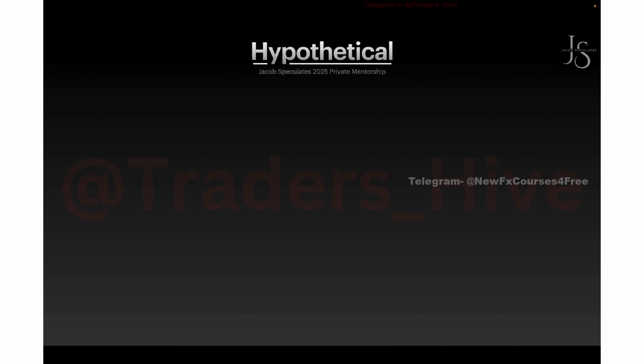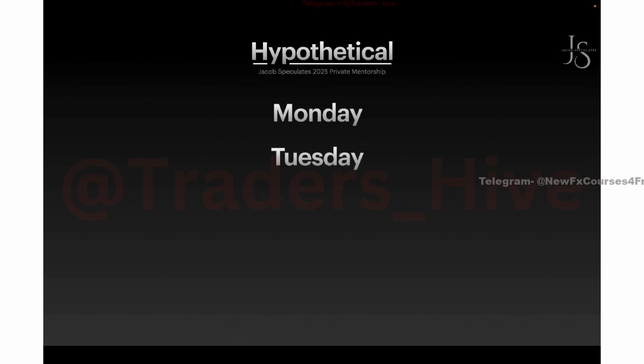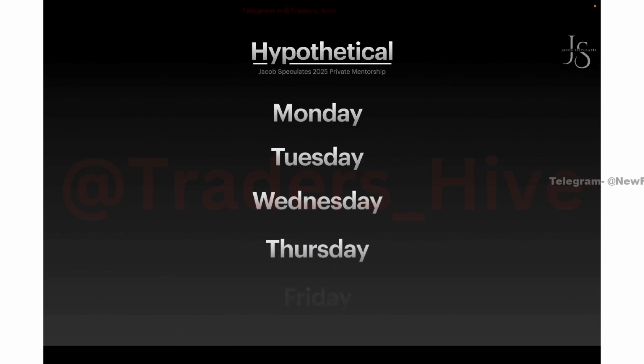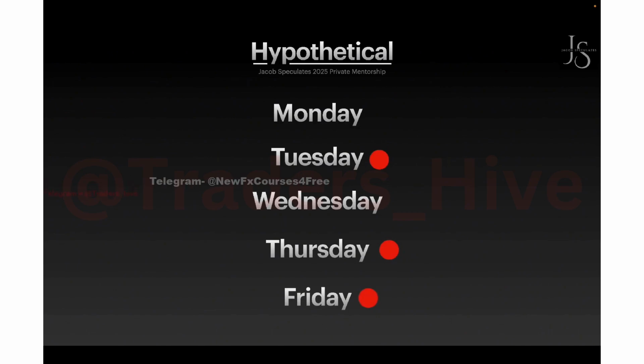All right, hypothetical. So let's say we are coming into a trading week. We have Monday, Tuesday, Wednesday, Thursday, and Friday. And let's say Tuesday, Thursday, and Friday are the only days with red news folders.